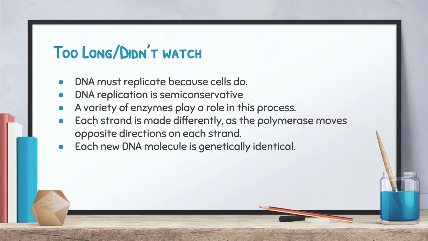So it's a bit complicated, but we'll talk more about leading and lagging strand as we come back as a class. Keep in mind that DNA must replicate because cells do. As cells make copies of themselves, we need to make more DNA in order to have DNA inside of those cells to be able to function. DNA replication is semi-conservative, meaning that each original strand acts as a template to build a new strand. A variety of enzymes play a role in this process, and each strand is made differently as the polymerase moves opposite directions on each strand. The leading strand follows the helicase, and on the lagging strand, it moves opposite the helicase. So it has to be made in small fragments called Okazaki fragments.